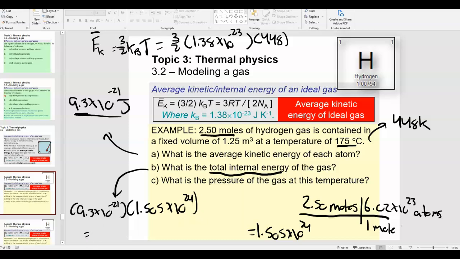When I multiply those numbers together, 9.3 times 10 to the negative 21 times 1.505 times 10 to the 24, I get 13,996.5 joules, and that is the total internal energy of the gas. So about 14,000 joules. Pause it there if you need to look at that some more.